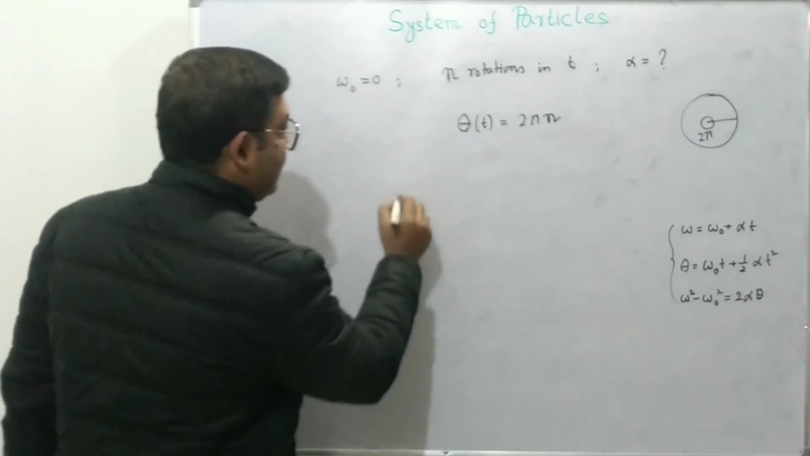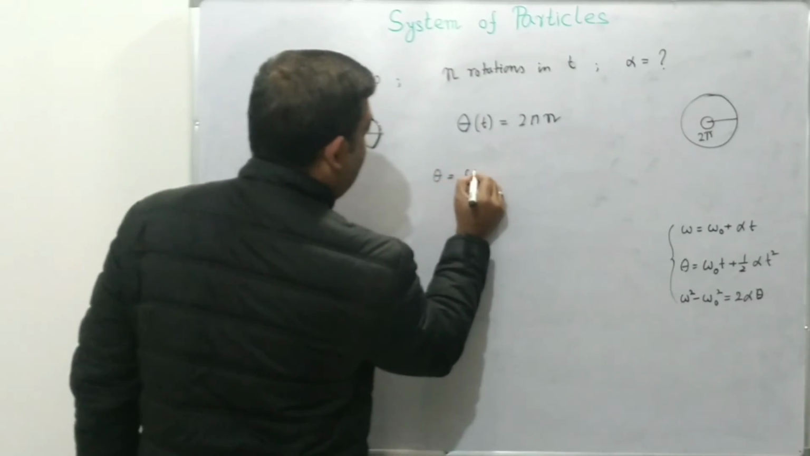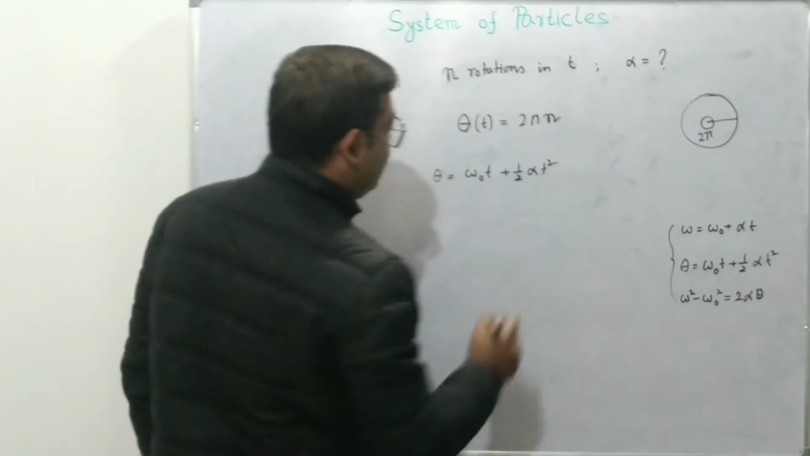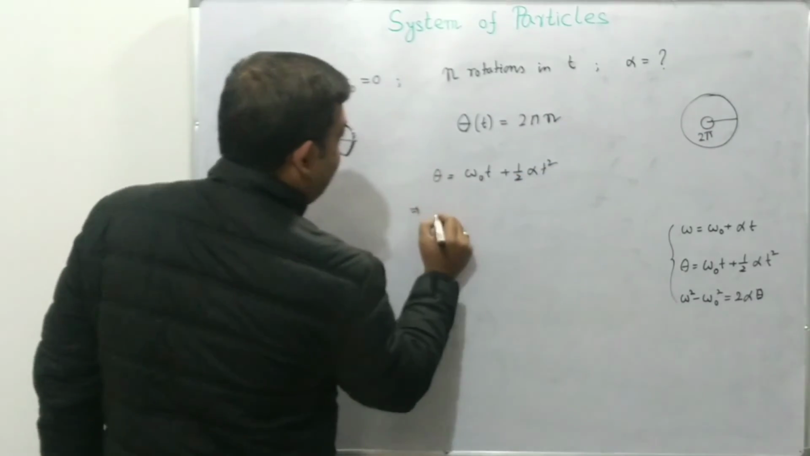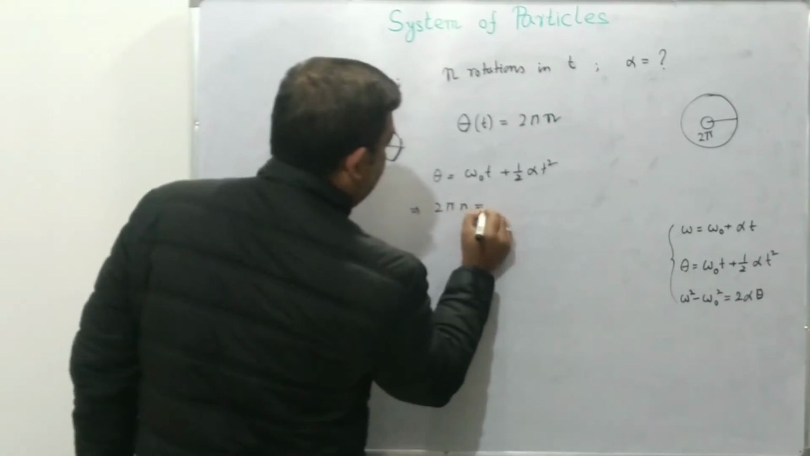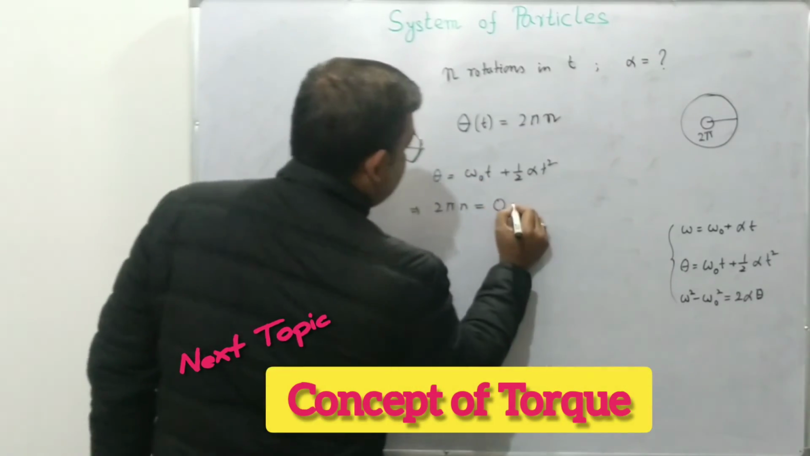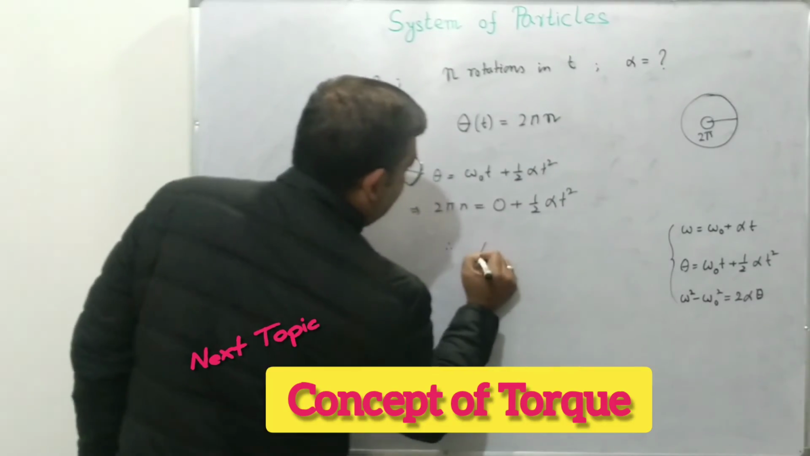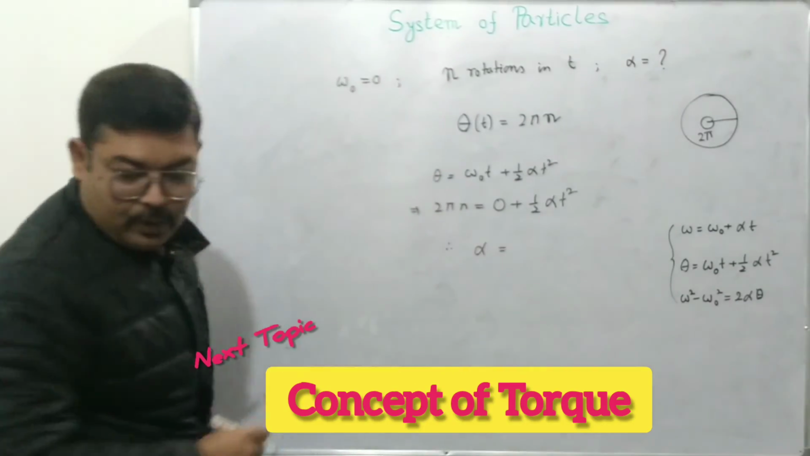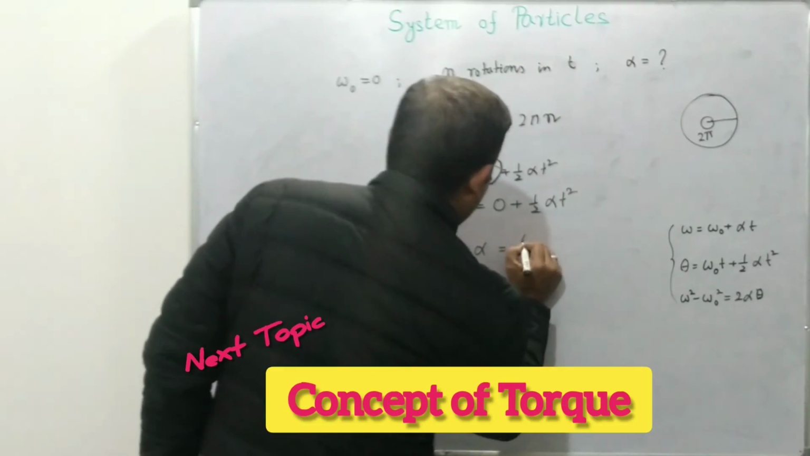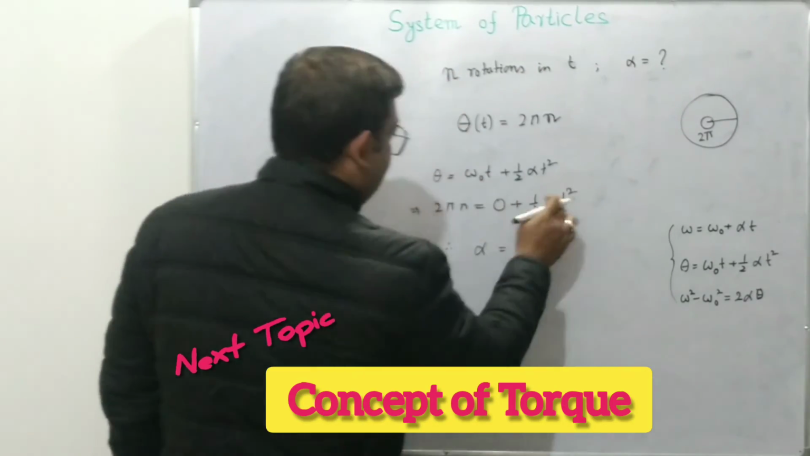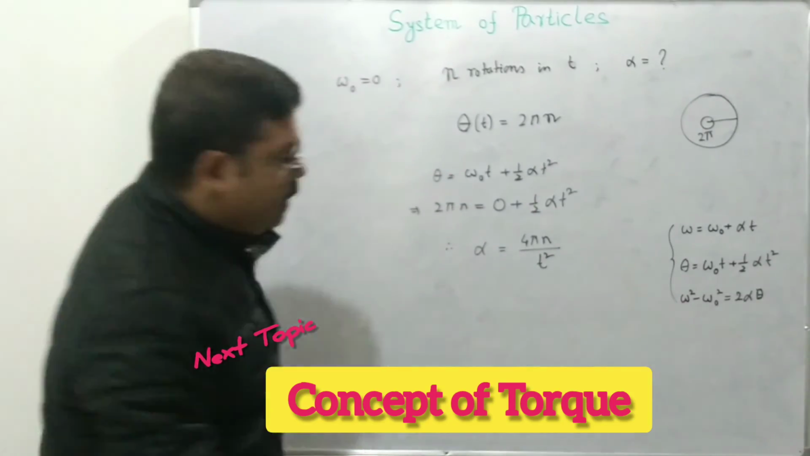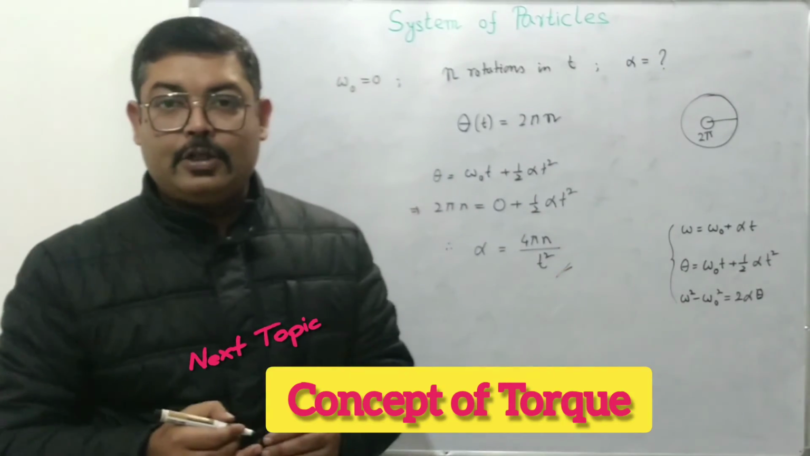So you use this equation, theta equals omega naught t plus half alpha t squared. Theta is given by 2 pi n, equal to omega naught, which is 0, so the first term will be 0, plus half alpha t squared. Therefore, alpha will be equal to 4 pi n, and t squared will come in the denominator. So this will be our angular acceleration.